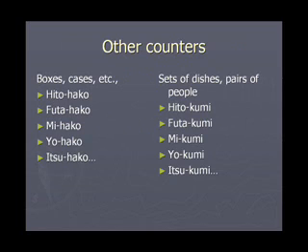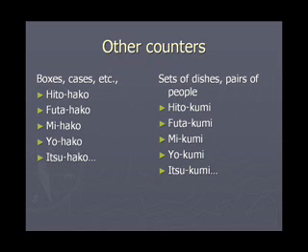Let us now look at some more counters. The counter for packed boxes and cases is hako. When you use the suffix hako after the Japanese number hito, futa, mi, yon, itsu, etc., you get hito hako, futa hako, mi hako, yo hako, itsu hako, and so on. This is the way boxes and cases are counted.